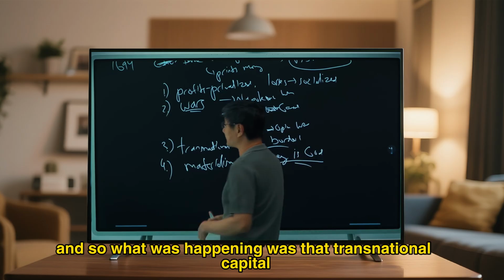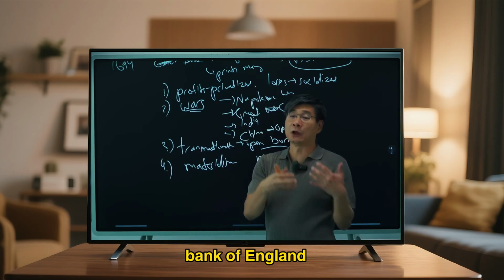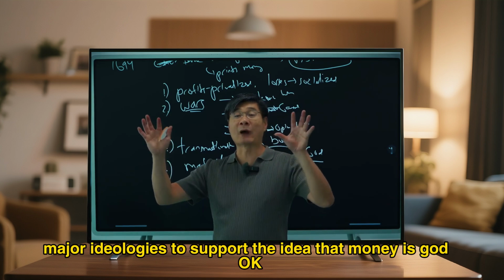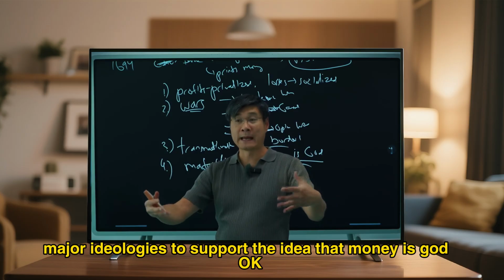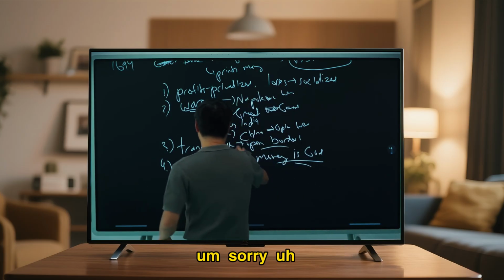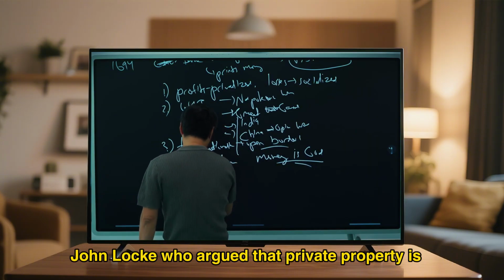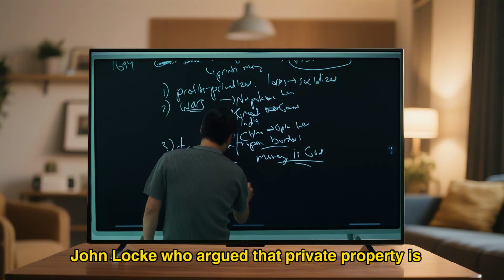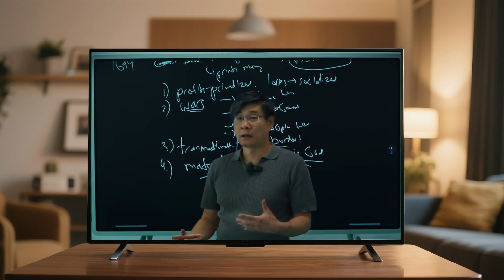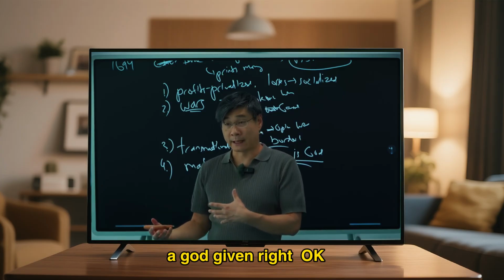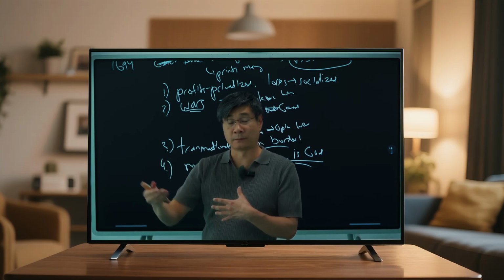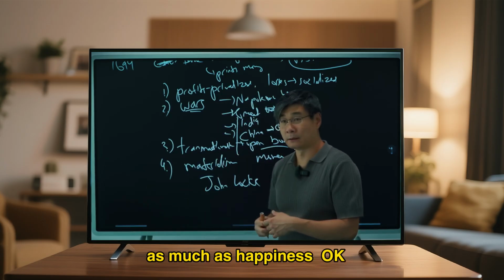And so what was happening was that Transnational Capital, the Bank of England, was sponsoring major intellectuals to come up with the major ideologies to support the idea that money is God, okay? And these include John Locke, who argued that private property is a God-given right, okay? It is an inherent right, as much as freedom, as much as happiness, okay?